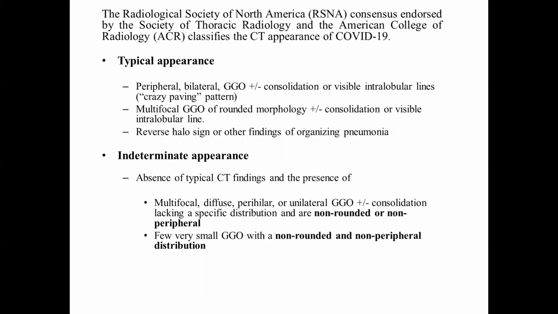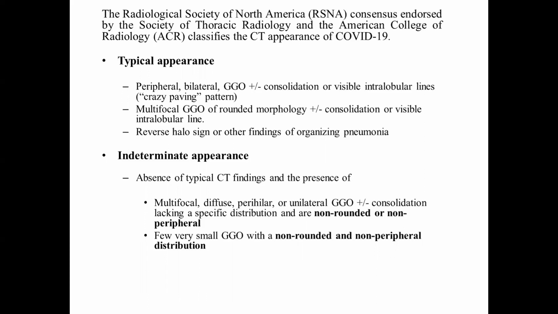The Radiological Society of North America consensus, endorsed by the Society of Thoracic Radiology and the American College of Radiology, classified the patterns of COVID-19. The typical appearance involves peripheral bilateral GGO with or without consolidation or visible intralobular lines, that is the crazy paving pattern; multifocal GGO of rounded morphology with or without consolidation or visible intralobular lines; and the reverse halo sign or other findings of organizing pneumonia.